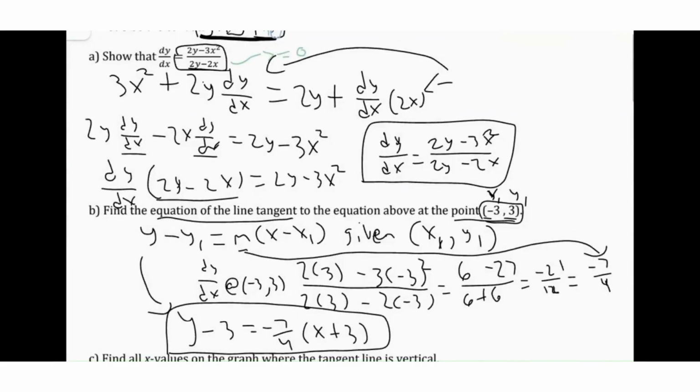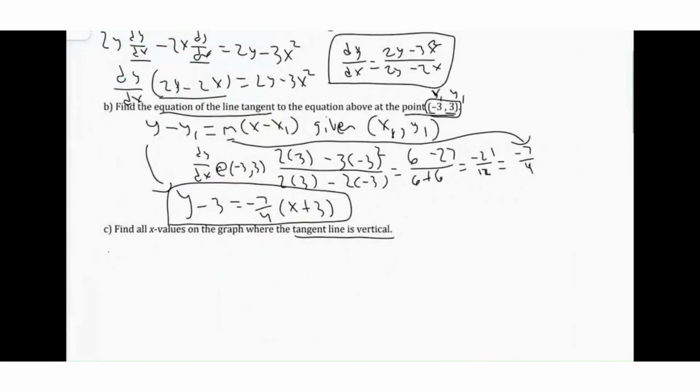But you can't tell if this is vertical if your numerator also equals 0, because then you get 0 over 0, and we can't really mathematically tell what's going on. So, to tell if you're vertically tangent, you want to make sure your denominator equals 0, but your numerator does not equal 0.